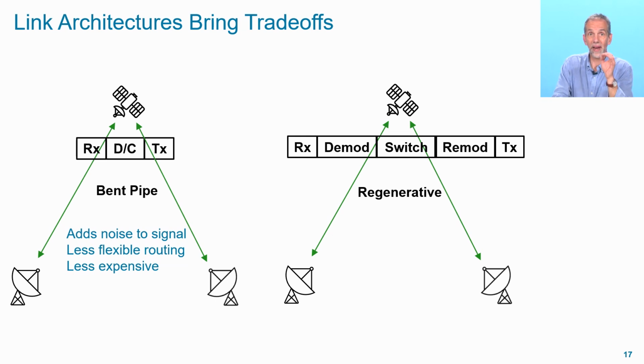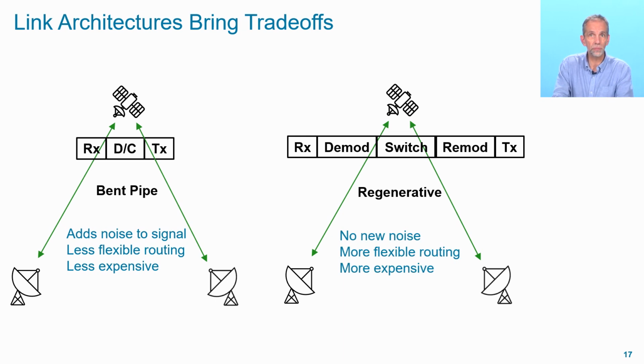The bent pipe architecture adds noise to the signal because you cannot get away from the receiver front end in that satellite. There is really no flexibility in the routing at all. However, since it is simpler, it is less expensive. It's a very common architecture. On the other hand, the regenerative link adds no new noise because the satellite can fix up any errors through the use of error control coding. With the switching capability, you have much more flexibility. The downside is that it's more expensive.